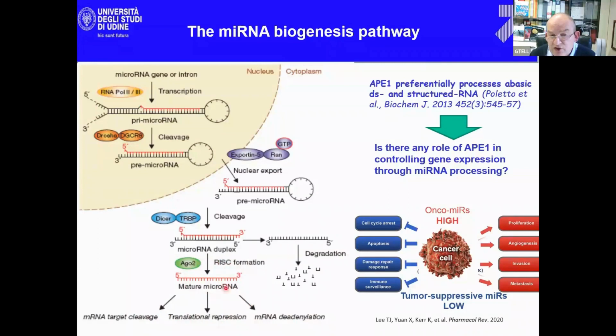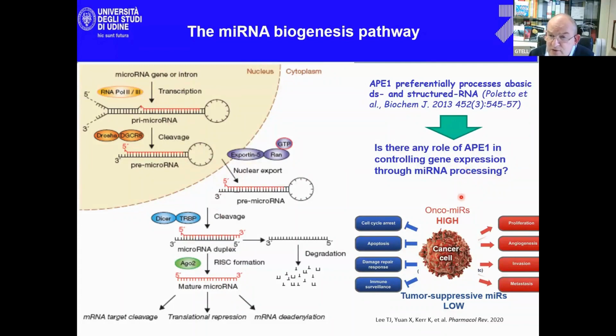So these microRNAs, which are about 20 to 22 nucleotides long, derive from longer pre-microRNAs of about 200 nucleotides. But what is important to note is that for the majority of the time required for the maturation of this microRNA, the nucleic acid is in a structured conformation, which is the ideal platform for APE1 binding. And since we, as I mentioned, demonstrated that APE1 preferentially processes abasic double-stranded structured RNA, we asked whether there was a role for APE1 in controlling gene expression through microRNA processing.